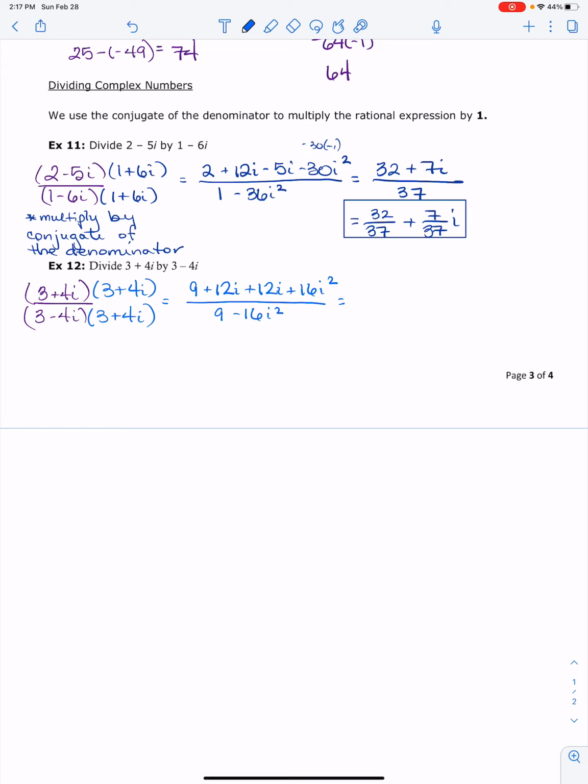In the numerator, 9 plus negative 16 gives me a negative 7. 12i plus 12i gives us a 24i. Over 9 plus 16 is 25. I get negative 7 over 25. There is my real part. I get 24 over 25i. There is my imaginary part.